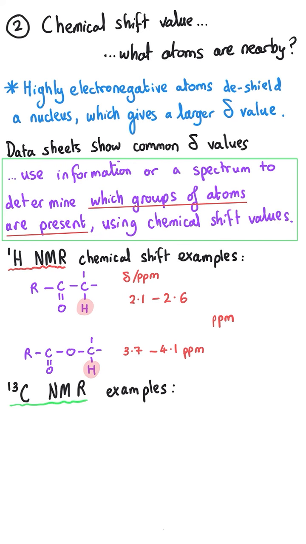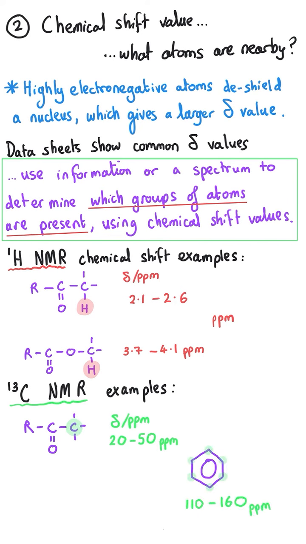As I said, the chemical shift values for carbon-13 NMR are typically about 10 times larger. If we take a look at the peak for a carbon connected to a carbonyl group, that chemical shift value is likely to be between 20 and 50. And another example would be a carbon atom in a benzene ring, and that has got a chemical shift value of between 110 and 160.